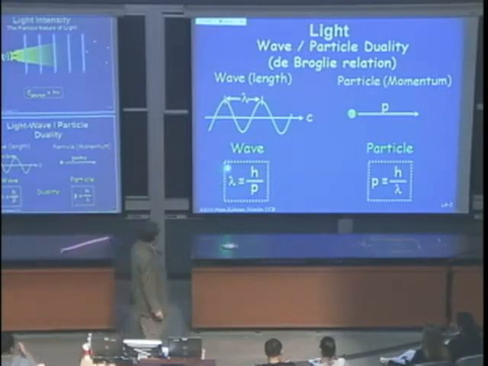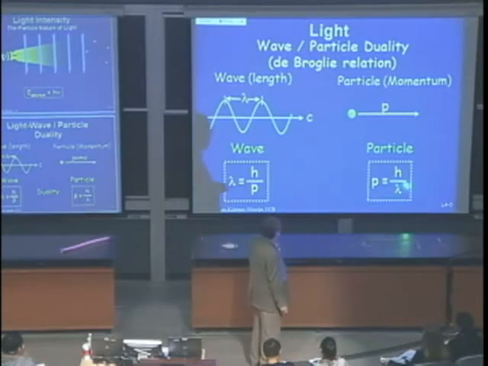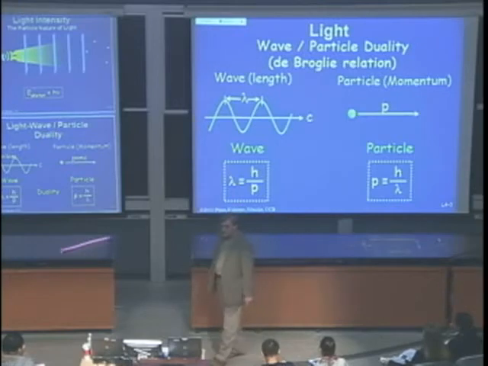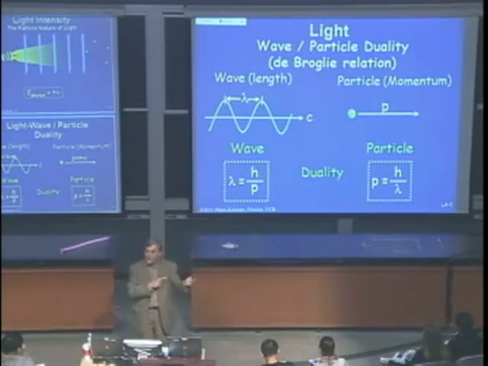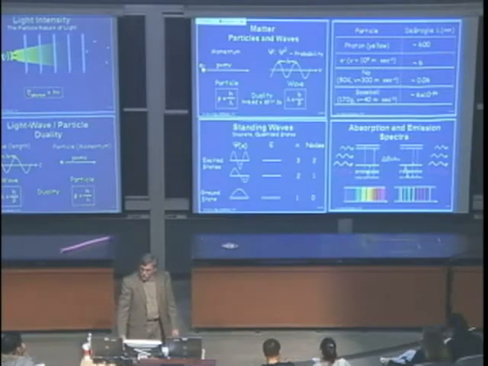So if you know the momentum of that particle, you can calculate the wavelength. Fine. If you have a wavelength, you can calculate the momentum as a particle. You can do this vice versa. And there's this duality between wave and particle. Is it a particle? Is it a wave? So with light, we have explained this now. Now we're going to talk about the electron.